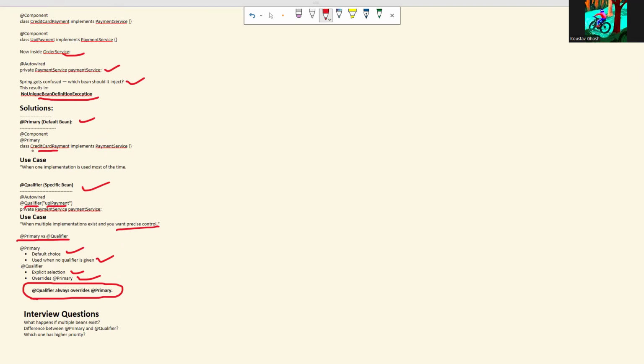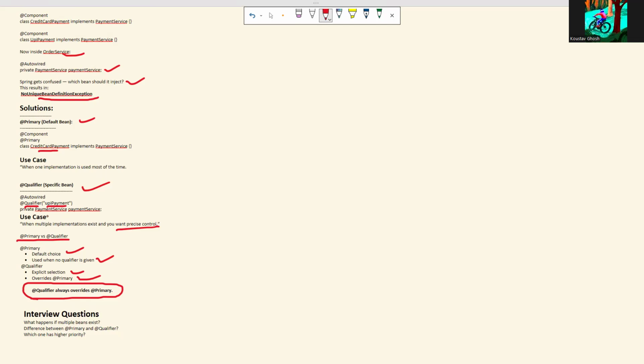Primary will always be at the class level, on the class implementing the service. But the qualifier you will use where that interface is being injected, at the point where the autowiring is happening. There you will use the qualifier. As you specify it at that point when it is getting autowired, Spring will know which bean it needs to inject. That's why qualifier always overrides the primary.